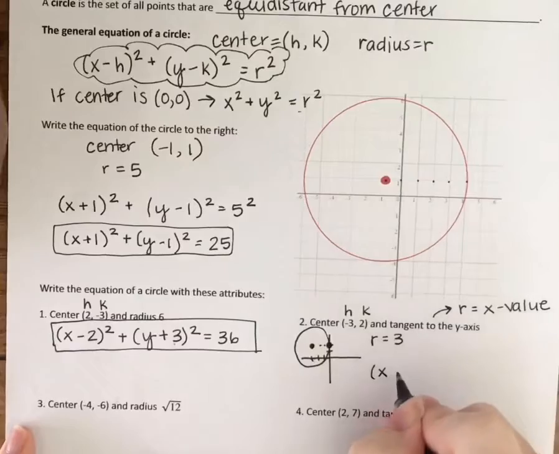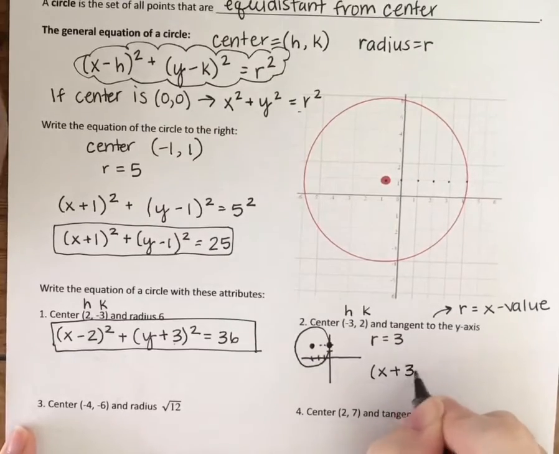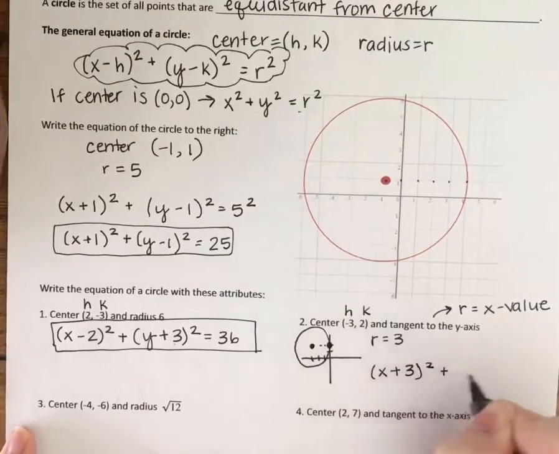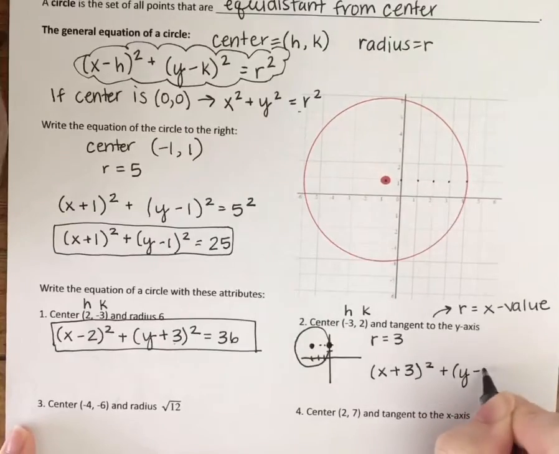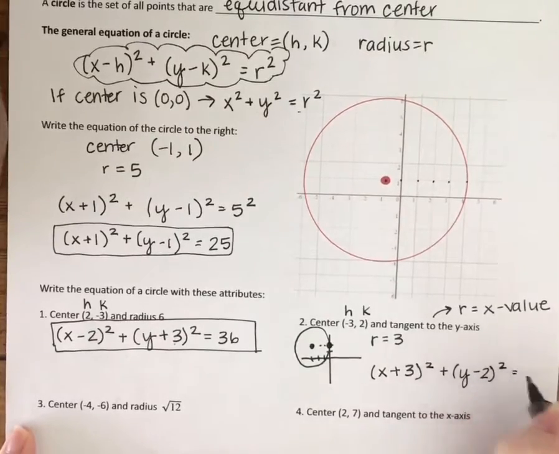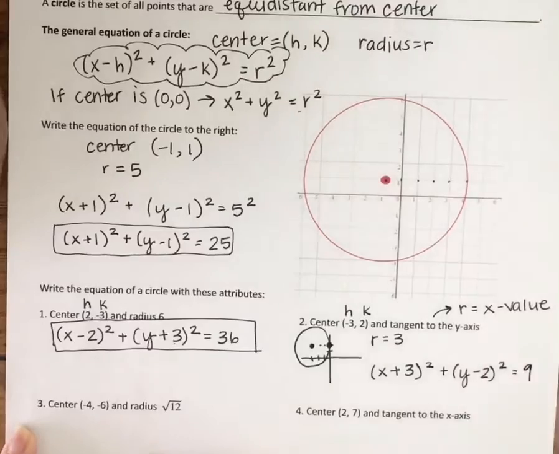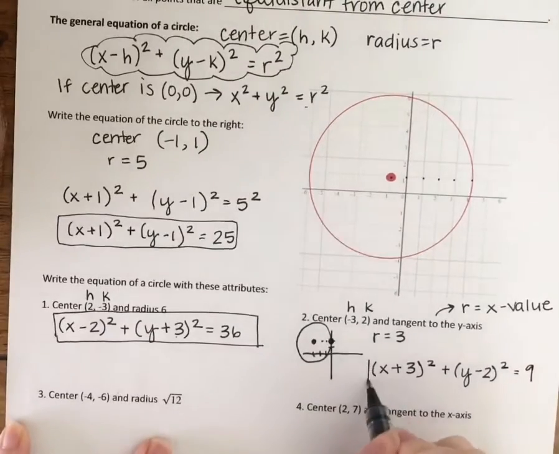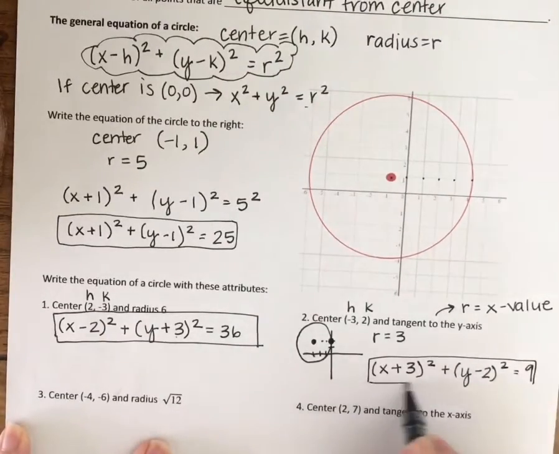So x minus -3, or x plus 3 squared, plus y minus 2 squared equals 3 squared is going to give me 9. Right? And again, that would be my final answer. There's nothing else for me to simplify or anything like that.